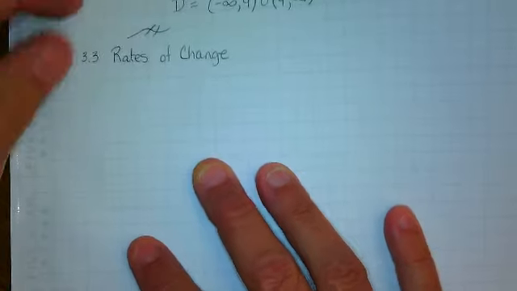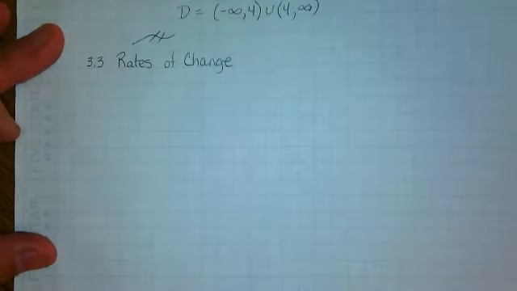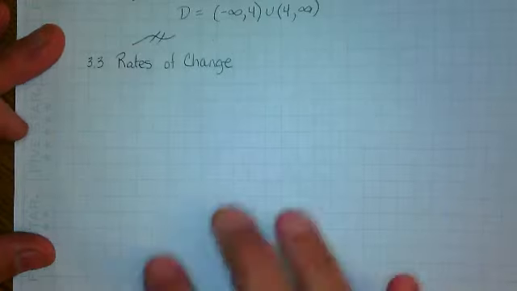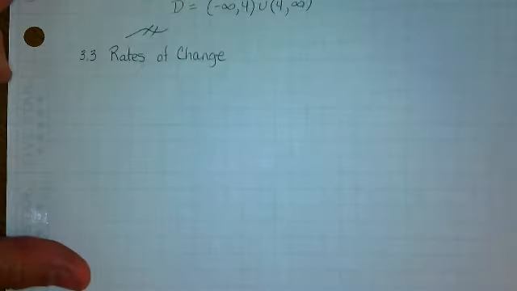When you were young, you called this slope. But you always thought of slope as far as just a line. And a rate of change doesn't have to be associated with just a line.